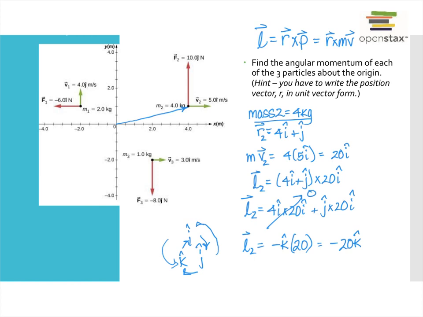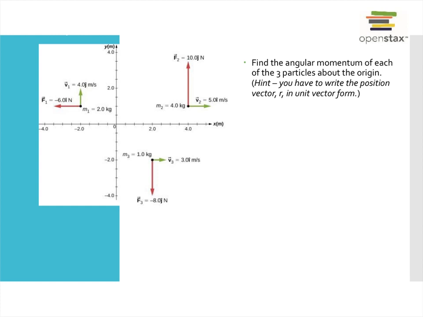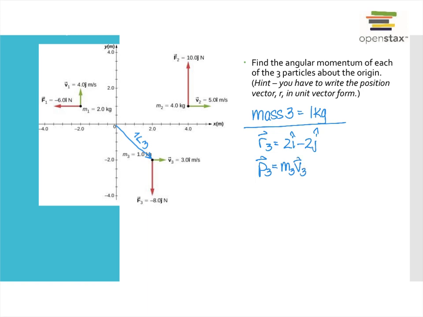And then we're just going to do one more. You can follow along and do this on your own. The third mass is just 1 kilogram. If we do like this, that's R3. R3 is actually 2i minus 2j. P3, which is M3V3, is just 1 times 3i. And then using that, what is our angular momentum?